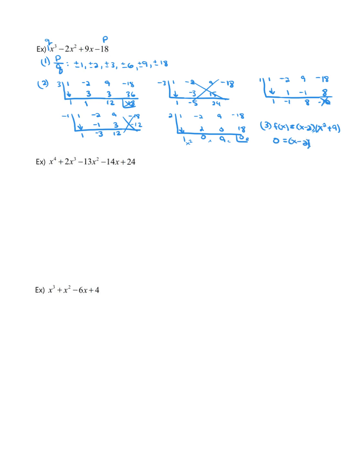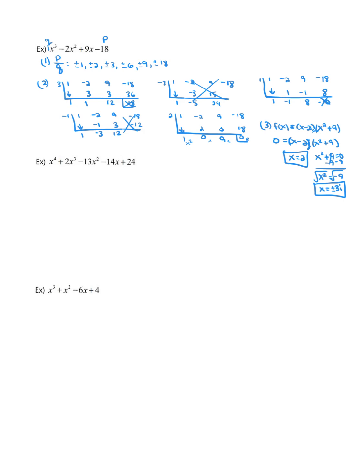And then x squared plus 9 is not a difference of squares because it's not a difference, it's a sum, and it cannot be factored. So it stays. And then if x minus 2 equals 0, x equals 2. If x squared plus 9 equals 0, x squared equals -9. Square root both sides, x equals plus or minus 3i. So my 3 solutions are 2 and positive 3i and negative 3i.